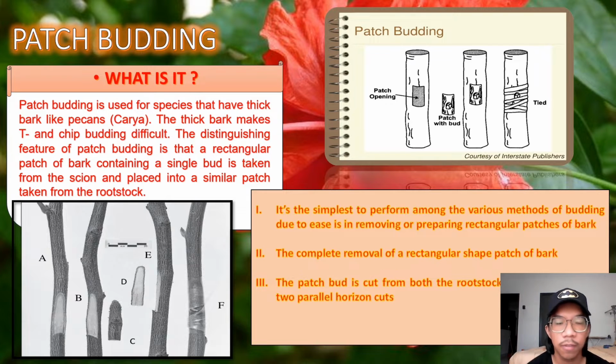The distinguishing feature of patch budding is that a rectangular patch of bark containing a single bud is taken from the scion and placed into a similar patch taken from the rootstock. It is simple to perform among the various methods of budding, due to the ease in removing or preparing the rectangular patch of bark. The complete removal of a rectangular-shaped patch of bark. So the patch bud is cut from both rootstock and scion with two parallel horizontal cuts.